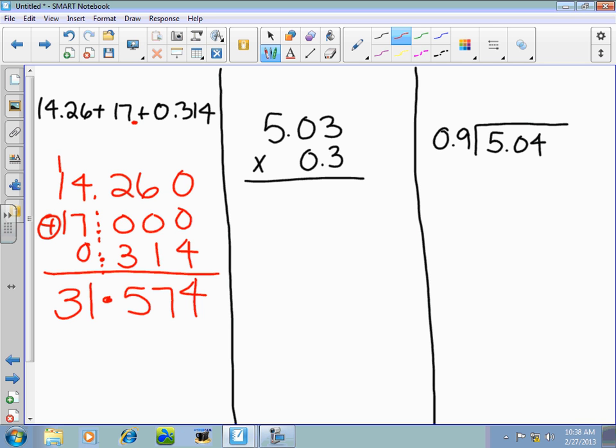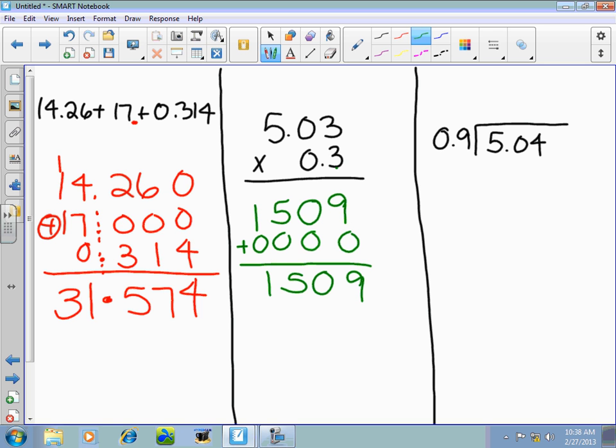You line them up, okay? When you multiply, you just do the problem like you normally would. 3 times 3 is 9. 3 times 0 is 0. 3 times 5 is 15. You can do the 0. You don't need to. But if you wanted to, you can.